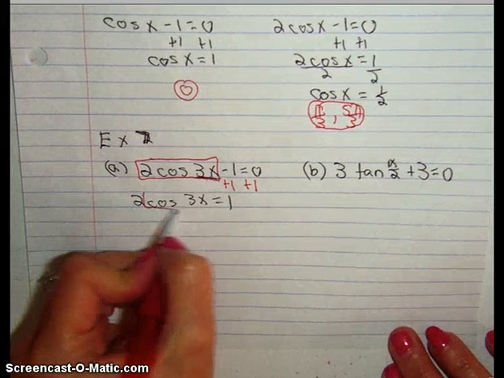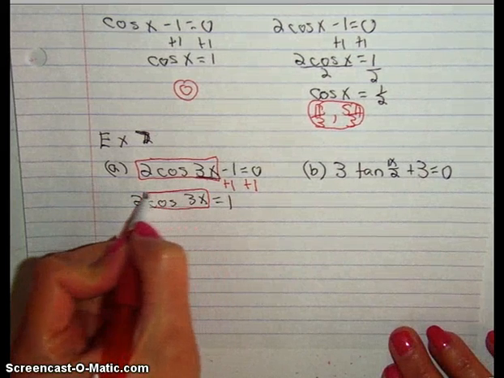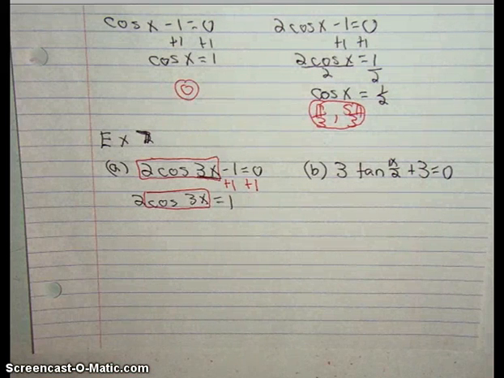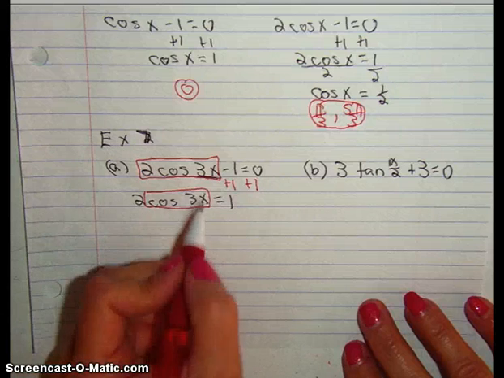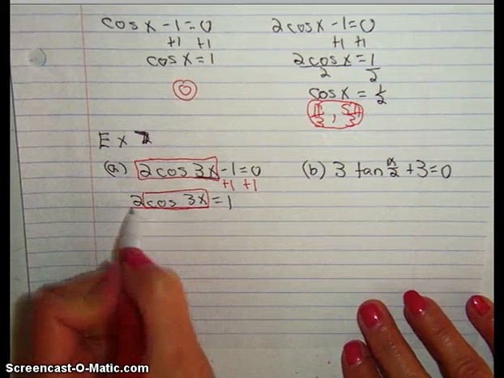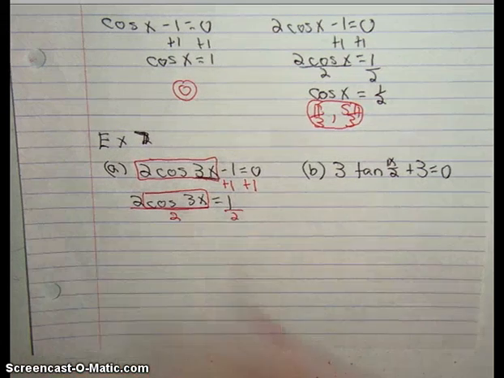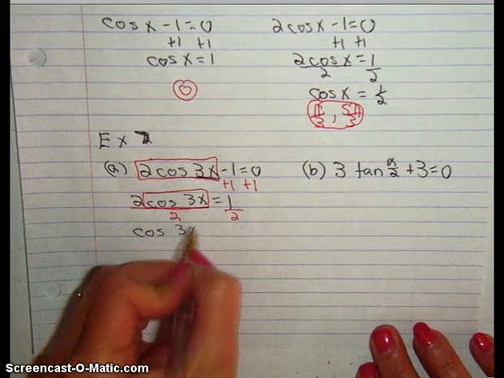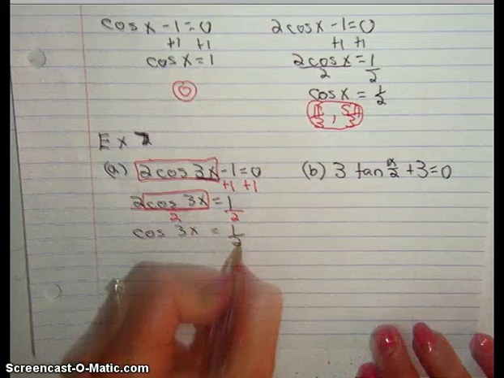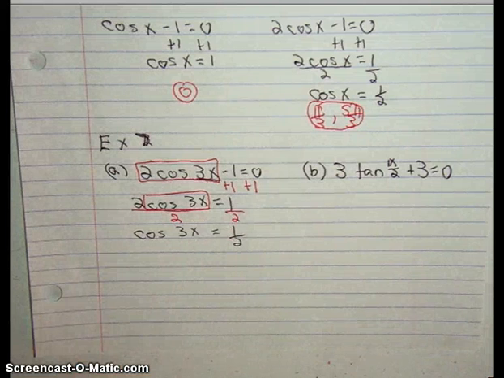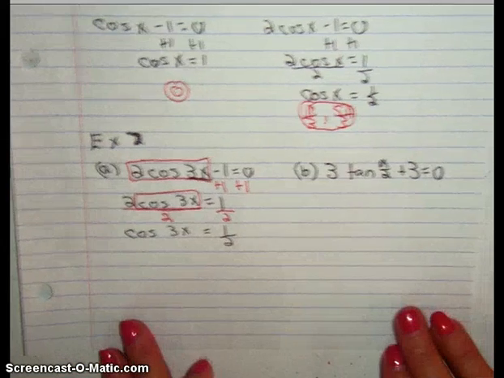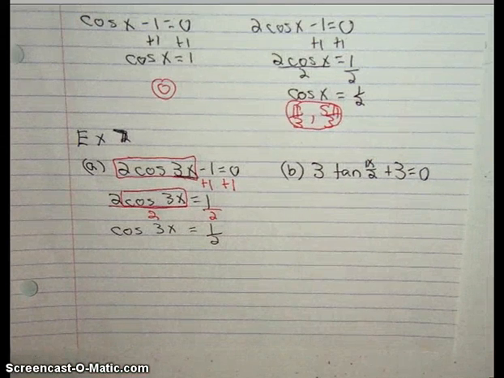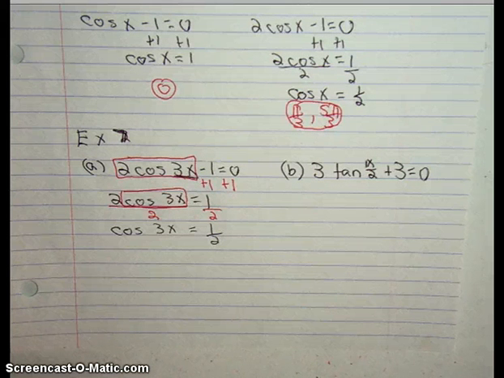Box in cosine 3x. Mackenzie, how do we get rid of the 2? There's multiplication. What's the divide by 2? So now we have cosine 3x equals a half. Everybody good so far? Next thing we do is we go to our unit circle and we find where cosine is a half. So can you guys find where cosine is a half?